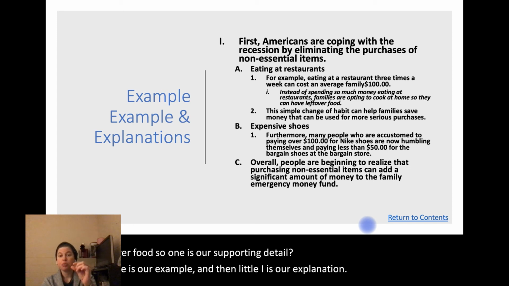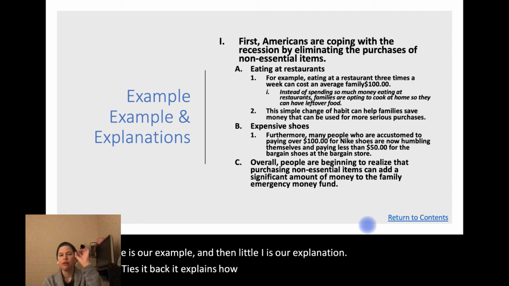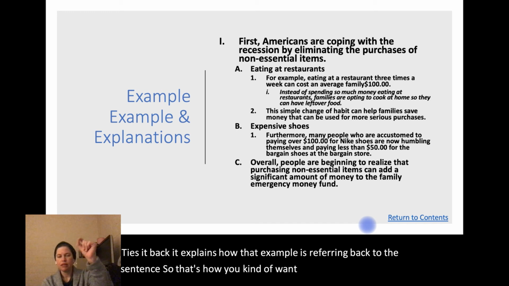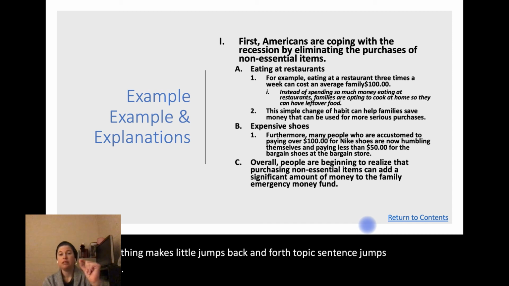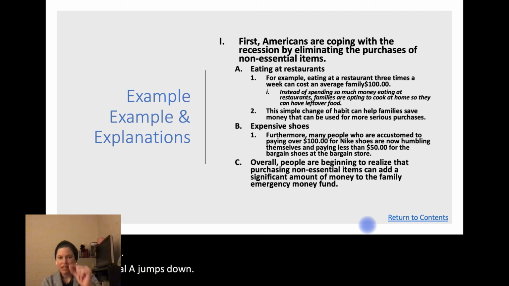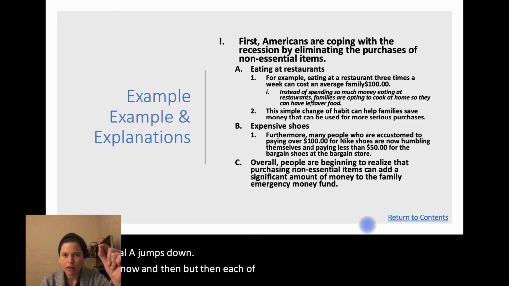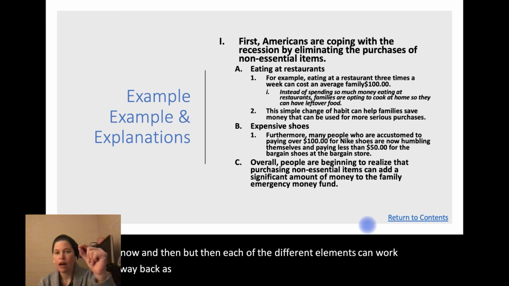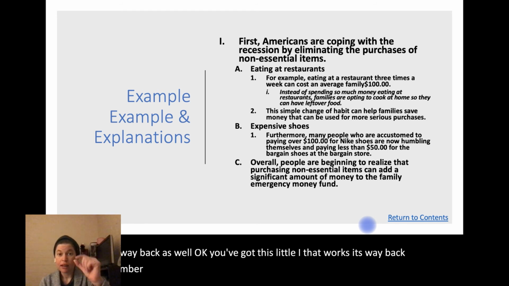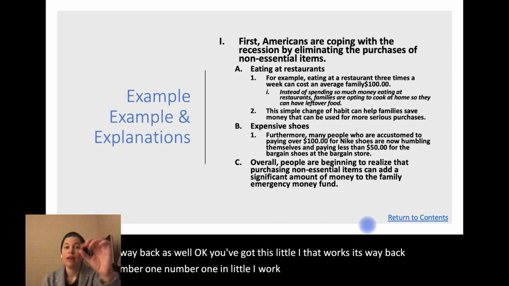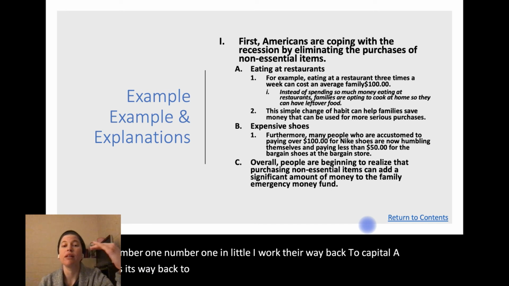It ties it back. It explains how that example is referring back to the topic sentence. So that's how you kind of want to think about it. Everything makes little jumps back and forth. Okay, topic sentence jumps down, capital A jumps down, but then each of the different elements can work their way back as well. Okay, you've got this little i that works its way back to number one. Number one and little i work their way back to capital A. Capital A works its way back to Roman numeral 1. Okay, so you want to think about it like that.